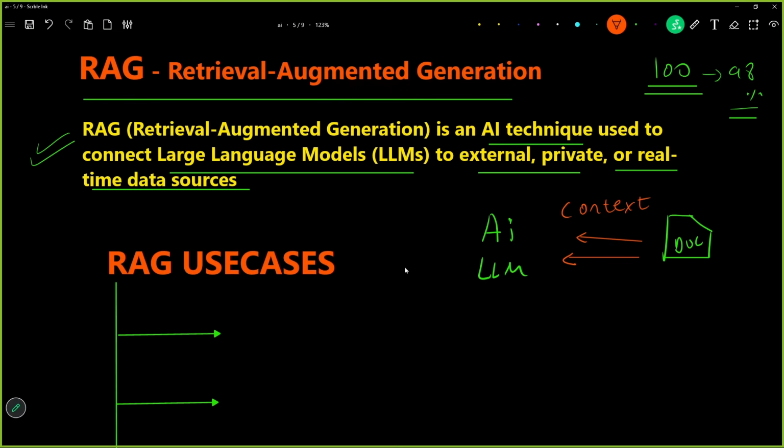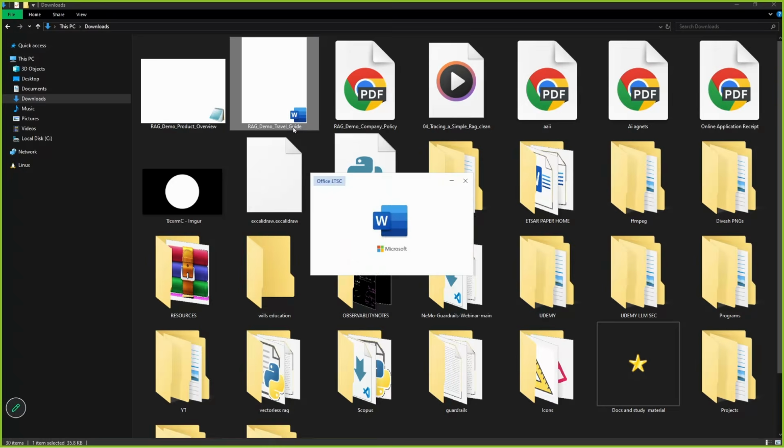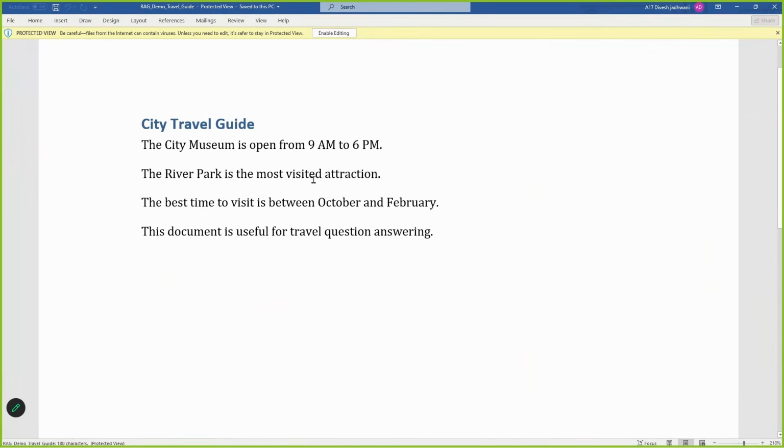Context is very simple, people. If I have not provided you with this PDF, you don't know anything about it, and I simply ask you what time City Museum opens, you will ask me, hey, which city museum? I don't know anything about this city museum. But when I tell you City Museum opens at 9 a.m. to 6 p.m., and if someone else asks you the same question, you will be able to respond that City Museum opens from 9 a.m. to 6 p.m., which means you know the context.